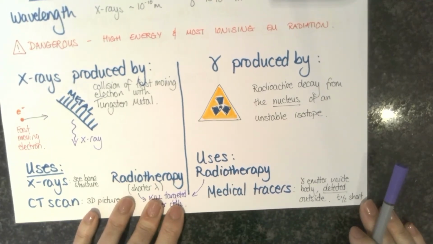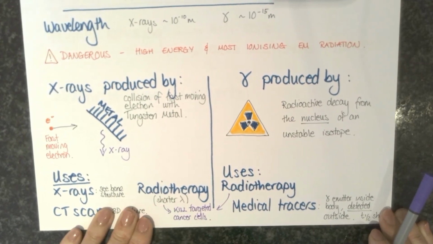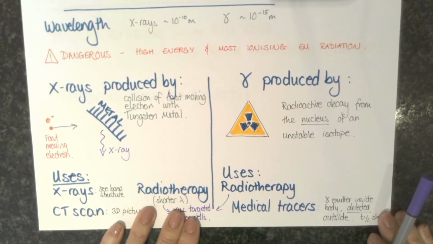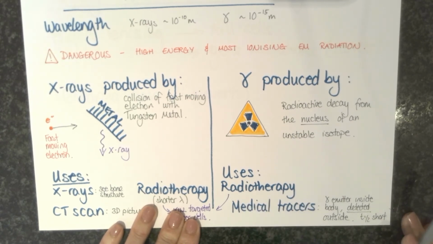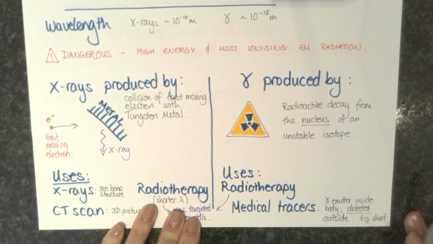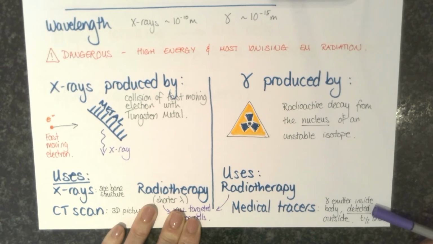Now you might be thinking, why would you put gamma inside your body if you didn't have to? Because it kills cells, which is why we use it for radiotherapy. But what medical tracers do is they put a sample of the gamma emitter into the body in a form by which it will be absorbed by certain organs or taken to certain places around the body. So they can then see how organs are functioning and whether one is or isn't functioning properly. And they can detect the gamma outside the body using a gamma camera, because gamma can penetrate right through you.